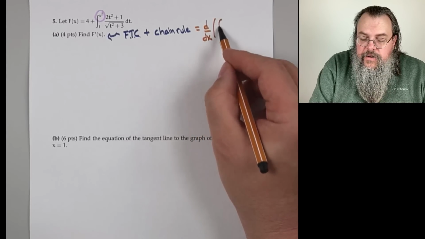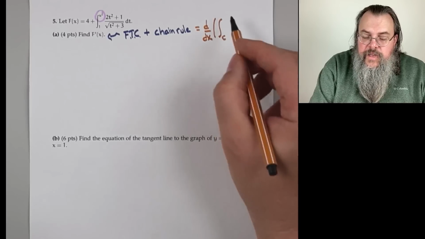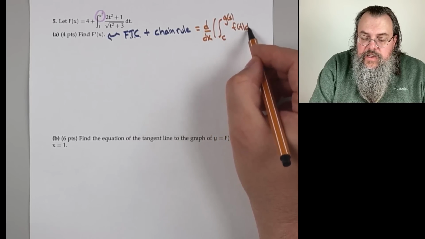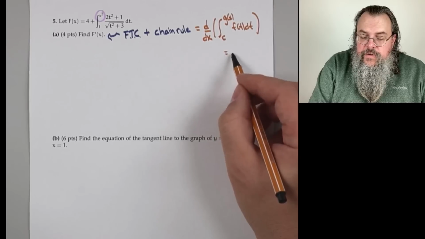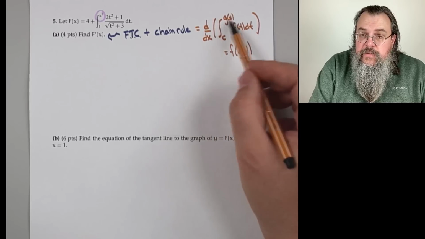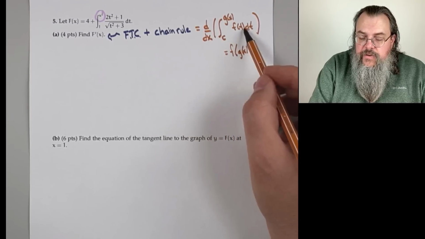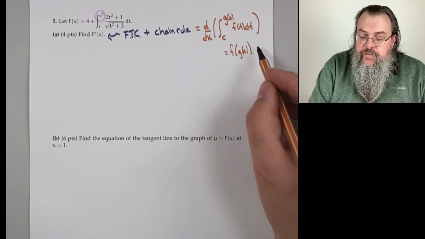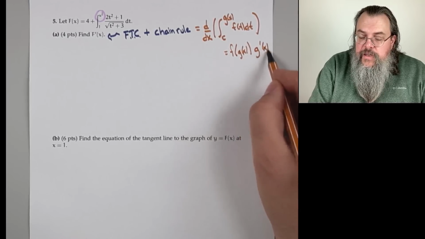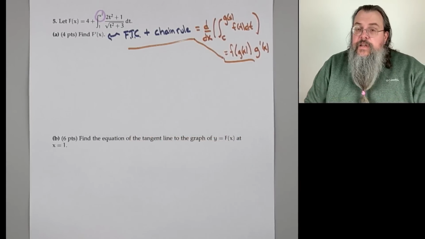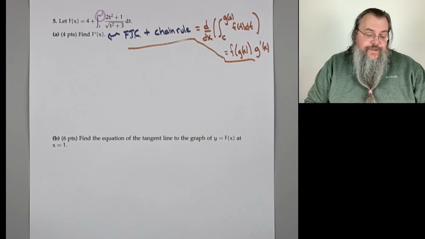The derivative of the integral from some constant c to g of x of f of t dt is equal to f of g of x, because the inside function is g of x, so plug it into the function. Normally the derivative would just be f of x, so it's f of g of x, and then times, on the outside, the derivative g prime of x. So that's what we're going to be using in our toolbox to take our derivative.